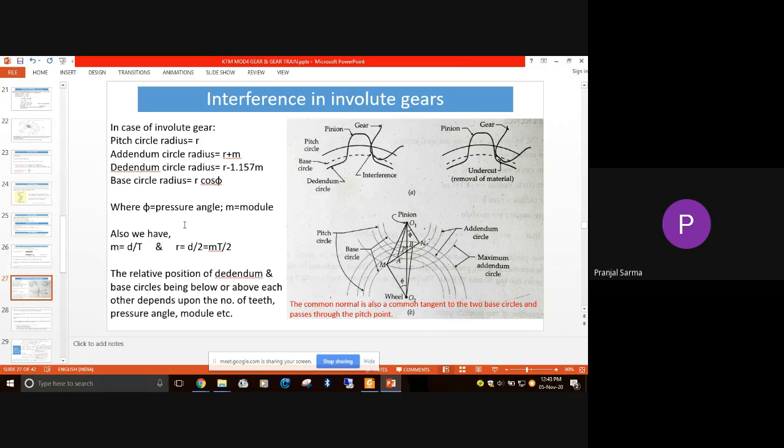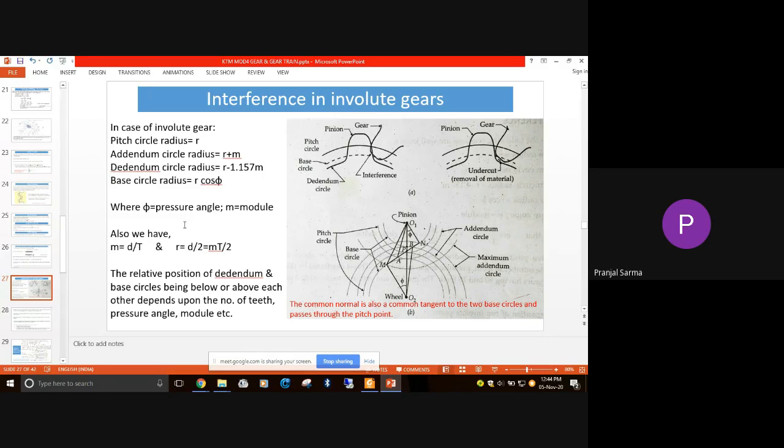Apart from that, we can have standard tooth profiles like the cycloidal tooth profile and the involute tooth profile. There we have said that generally we prefer the involute tooth profile, because it is easy to manufacture and standardization is easy. But there is sometimes a problem known as interference in the case of involute gears, which we must know. So what is this interference?